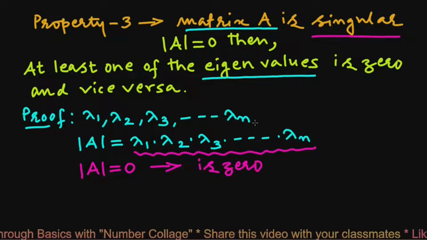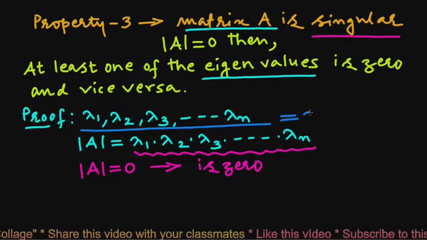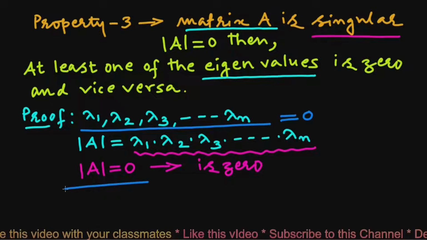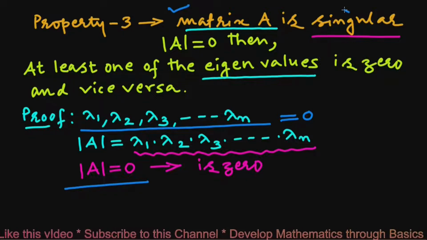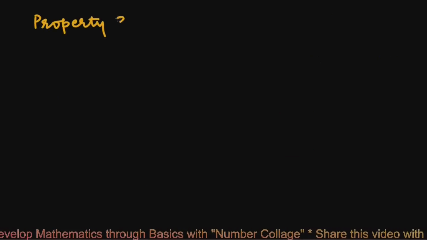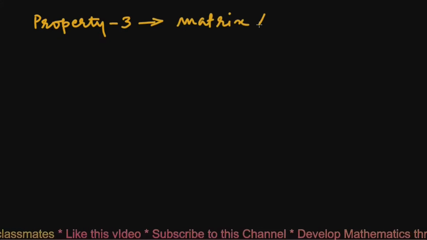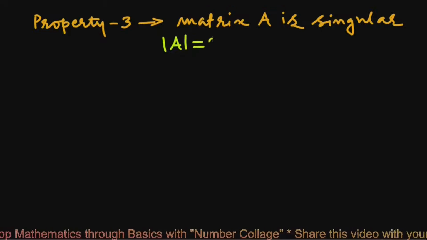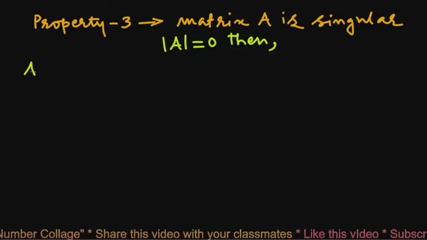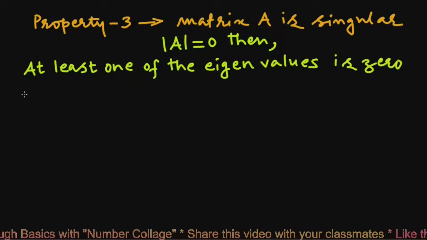Or conversely we can say that if at least one of these eigenvalues is 0, then determinant of A is 0, provided matrix A is a singular matrix. Third property of the eigenvalues, property 3: if matrix A is singular, which means determinant of A equals 0, then at least one of the eigenvalues is 0 and vice versa.